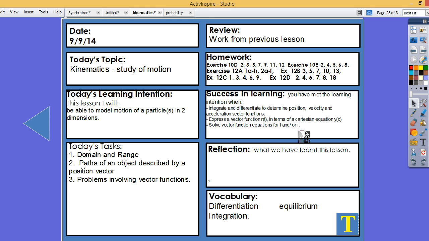And we'd like to continue expressing our vector functions as a Cartesian equation, as a function of y of x, and start to come up with some nice formulas and equations involving vector functions that we're going to explore to model the motion of particles, of an object. These are the suggested homework exercises we're doing. Okay. Let's get into it.